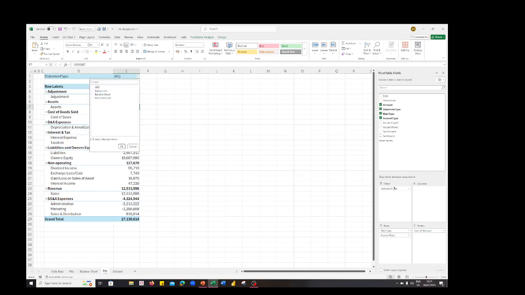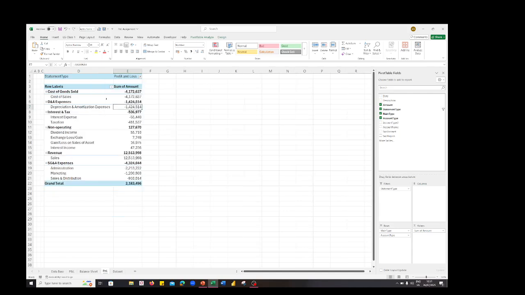We take it to the filter. Then let's click on multiple items. Then we can sort profit and loss statement, because what we're after here is the profit and loss statement. That is what we are after. So as a result of that, we'll filter it.